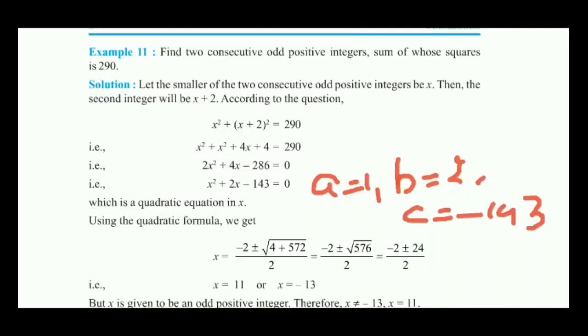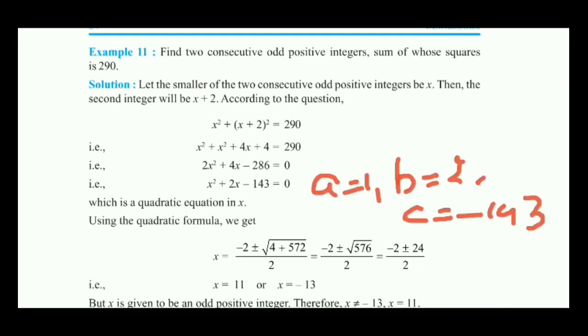Now I am going to solve example number 11 by using the quadratic formula. Before starting this example, please read the statement of the example. The question is: find two consecutive odd positive integers, the sum of whose squares is 290. Once again, please read it very carefully. We need two consecutive odd positive integers.